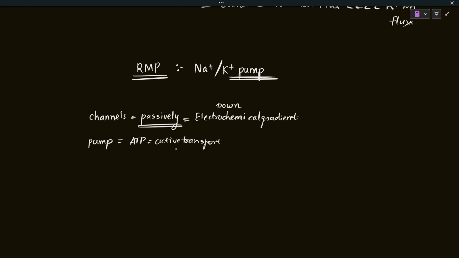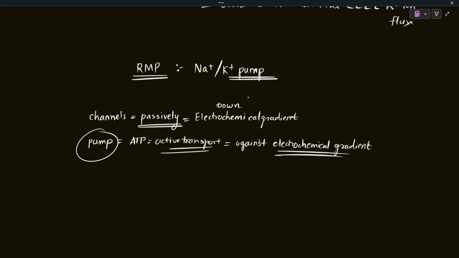And why do we need ATP? Because we are exchanging the ions against the electrochemical gradient. Against the electrochemical gradient, the pump does the exchange of sodium and potassium to maintain the resting membrane potential.